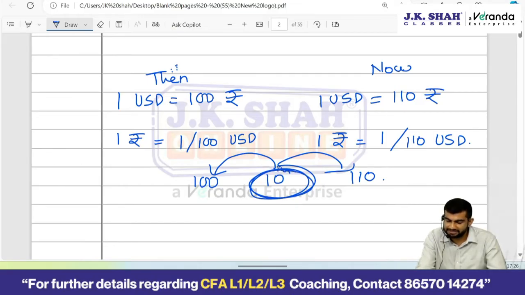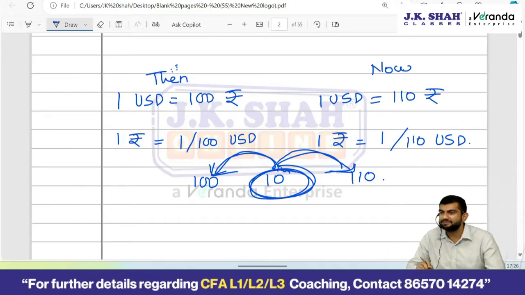In percentage appreciation, you are taking 10 as a percent of 100, and in depreciation you are taking 10 as a percent of 110. So if the denominator is higher, the number naturally has to be lower. That is why I tell you that percentage depreciation is always lower as compared to percentage appreciation. Getting the point? Okay, fine. Can I proceed then? Okay.